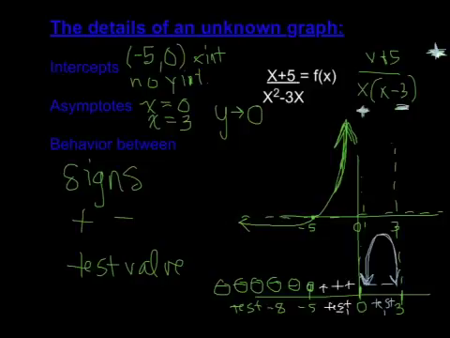Next interval, last interval, in fact, from 3 to infinity. Let's test 200, just to be extreme. I like to do that sometimes. 200 plus 5 is positive. 200 is positive. 200 take away 3 is still positive. Sounds pretty positive to me. Positive divided by positive is in fact a positive outcome or a positive output.